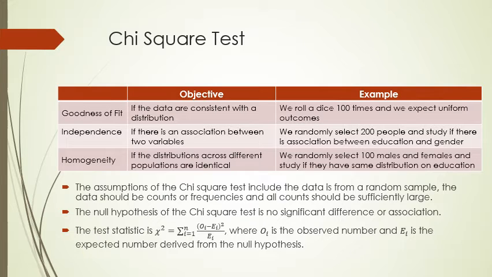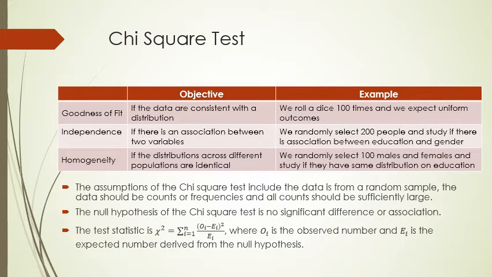The chi-square test is a very useful test that may be used to find out if the data are consistent with the distribution, as goodness of fit; if there is a significant association between two categorical variables, as independence; or if two or more populations are equivalent, as homogeneity. For example, we roll a dice 100 times and we are expecting a uniform outcome. The test results may let us know if the dice is fair. This is a goodness of fit.